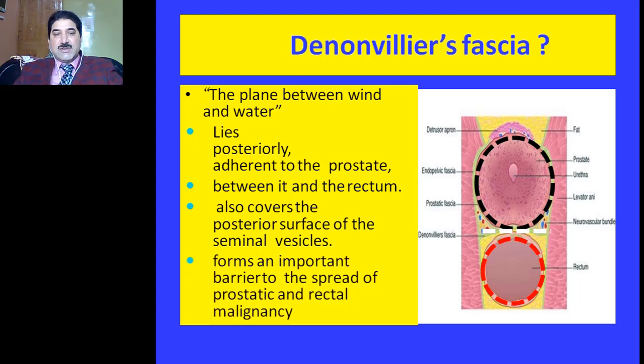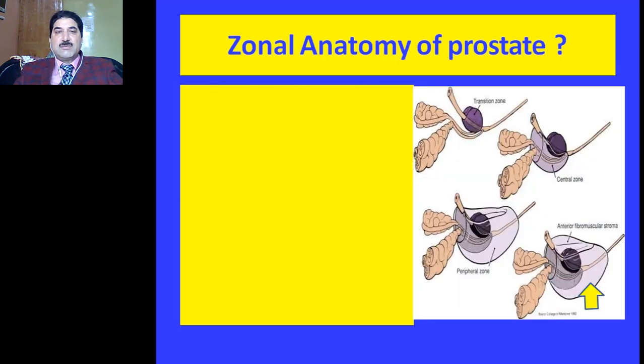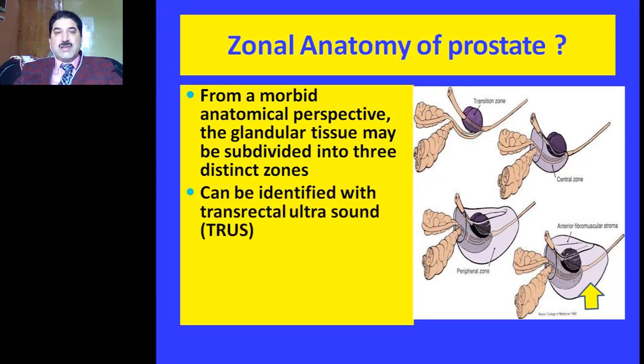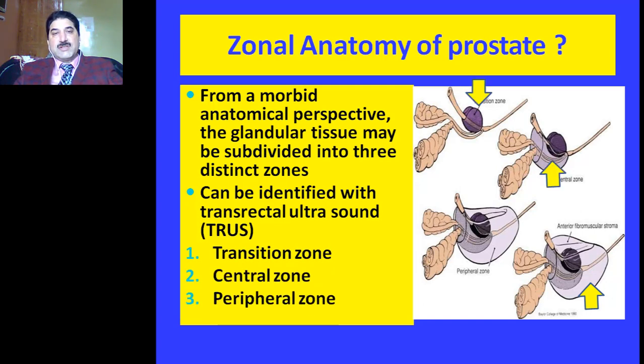The functions of this fascia are that it forms an important barrier to the spread of prostatic and rectal malignancies. Zonal anatomy of the prostate. From a morbid anatomical perspective, the glandular tissue may be subdivided into three zones. These zones can be identified with transurethral ultrasound. The zones are the transition zone, central zone, and peripheral zone.